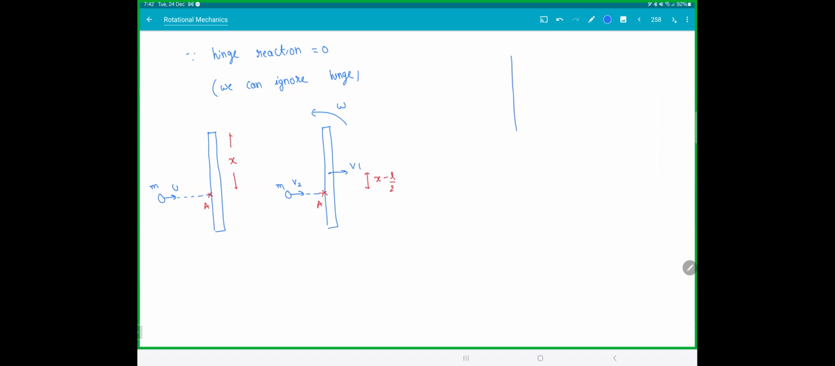Now, if you look at the velocity profile also, this is going with V1 and this is omega. So the topmost point is going V1 forward and going back with L omega by 2. So V1 minus L omega by 2 must be 0. This comes from the condition that the velocity is 0, equation 1. Then angular momentum about A is constant.